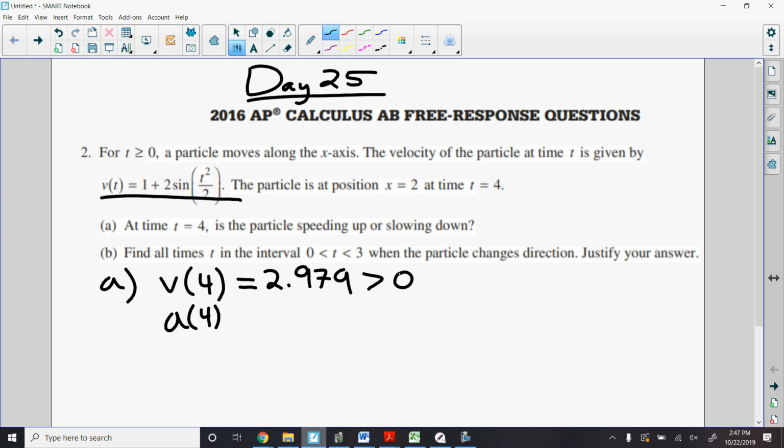Now I need to calculate a of 4. Okay, a of 4, we know we have to do the derivative, right? But we don't have to derive this function by hand. Even though I know you can, right? It's just a chain rule problem. But we don't have to do the derivative by hand because we can do it through our calculator, right? The calculator is really good at finding derivatives at a point. So look at what I'm going to do.